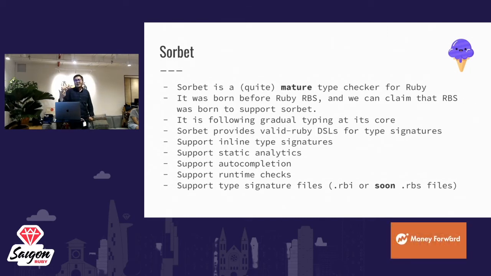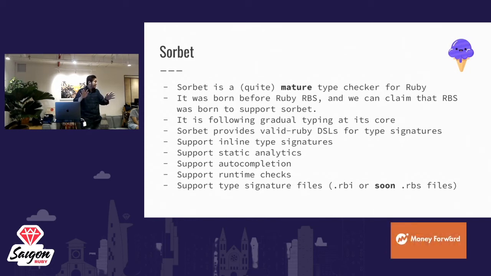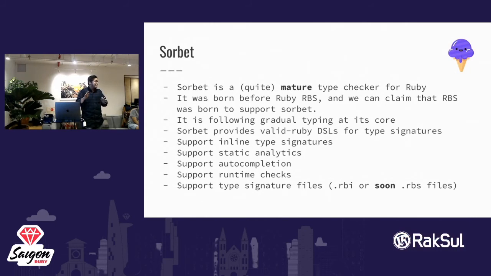Sorbet follows gradual typing by default, and it provides many other features. One of the notable ones is that Sorbet provides a valid Ruby DSL for type signatures. What does it mean? It means that you can put the type signature inline inside your Ruby file directly. You don't need a dedicated file just for the typing. All of the DSL that Sorbet provides is valid Ruby syntax, just some DSL of the team. I will go into the example later.